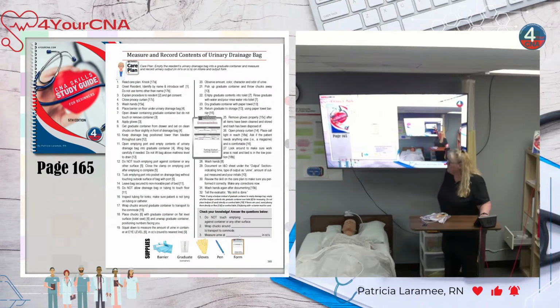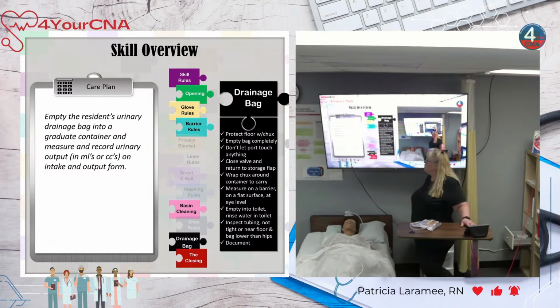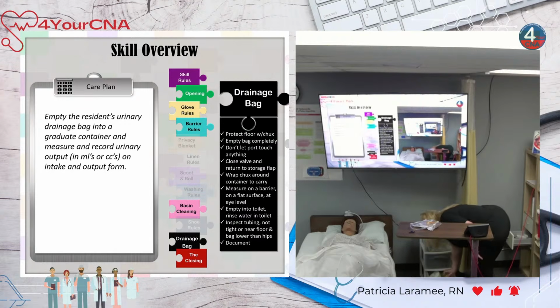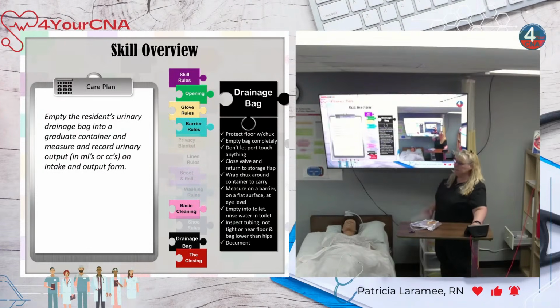All right, page 165 gives us our step-by-step instructions, care plan at the top, supplies at the bottom. Here's our care plan. Empty the resident's urinary drainage bag into a graduate container and measure and record the urinary output in mLs or cc's on the intake and output form. So for this skill, we're going to empty the bag into this container. We're going to measure whatever came out of the bag, and we're going to document it. That's the skill. Very little to do with the patient other than your opening and your closing.